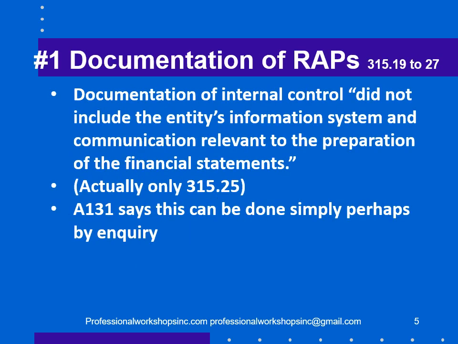Point number 1, documentation of risk assessment procedures. And they refer to 315.19 through 27. And in particular, they talk about documentation of internal control did not include the entity's information system and communication relevant to the preparation of the financial statements. Now that's actually in 315.25. There are other items that are mentioned in 19 through 27.